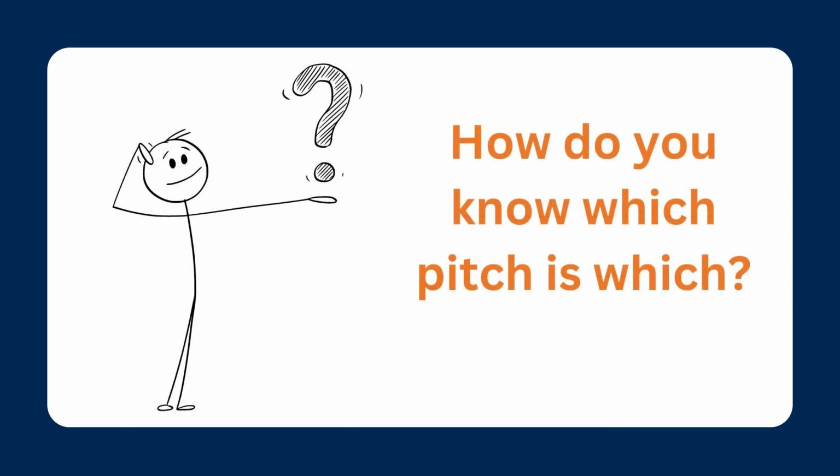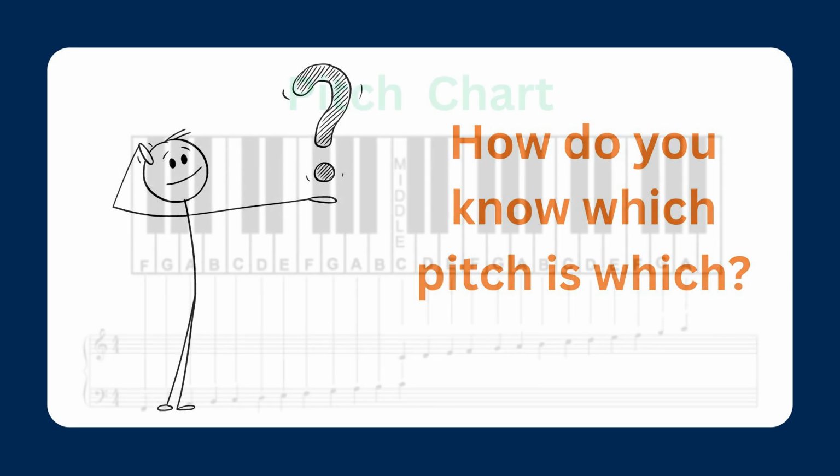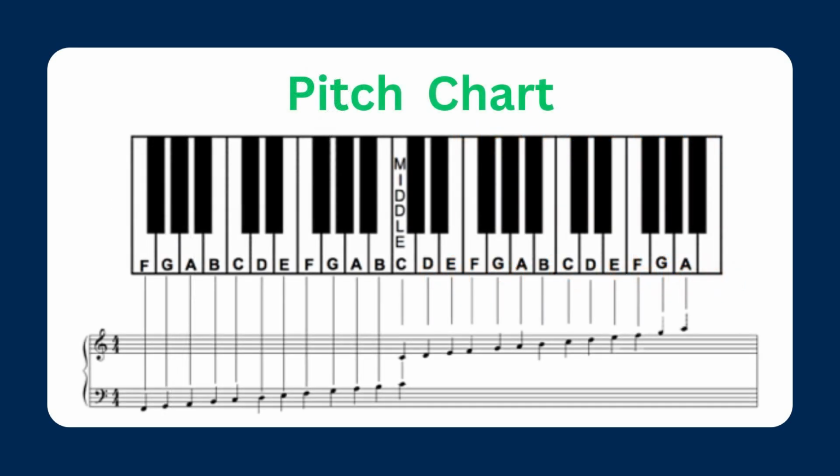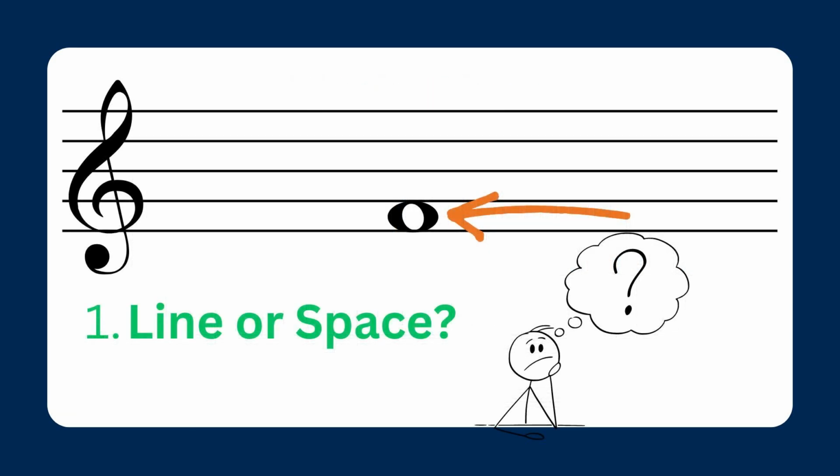Another method relies on having a pitch chart. These can be found through a simple search on the internet. To use this method, you will need to remember these 3 steps. First, locate the pitch on the staff. Is it on a line or a space? Starting from the bottom, how many lines or spaces up or down is it?